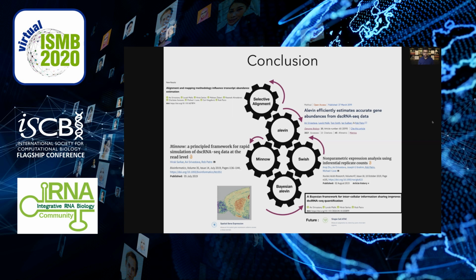Also, I would like to mention this Bayesian algorithm was not a one-off tool. It relies on many subcomponents which were optimized in many different papers we have been working on over the years. Especially, I would like to mention selective alignment, which is an alignment algorithm, the previous version of Alevin, Minnow, which is a simulator, and Swish, which is a differential expression tool that relies on bootstrapping of Alevin's estimates.